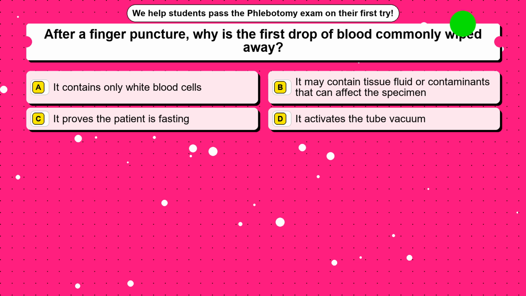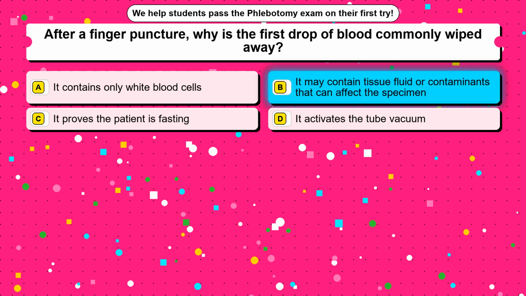Question 90. After a finger puncture, why is the first drop of blood commonly wiped away? Option A. It contains only white blood cells. Option B. It may contain tissue fluid or contaminants that can affect the specimen. Option C. It proves the patient is fasting. Option D. It activates the tube vacuum.